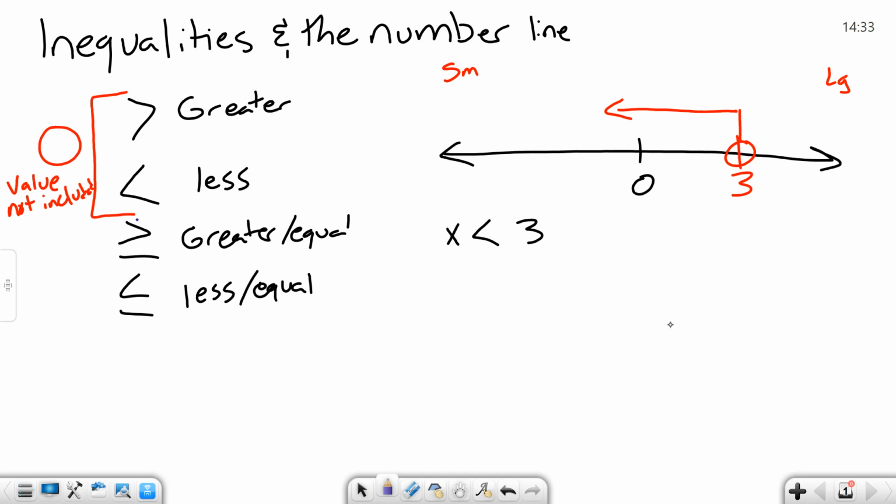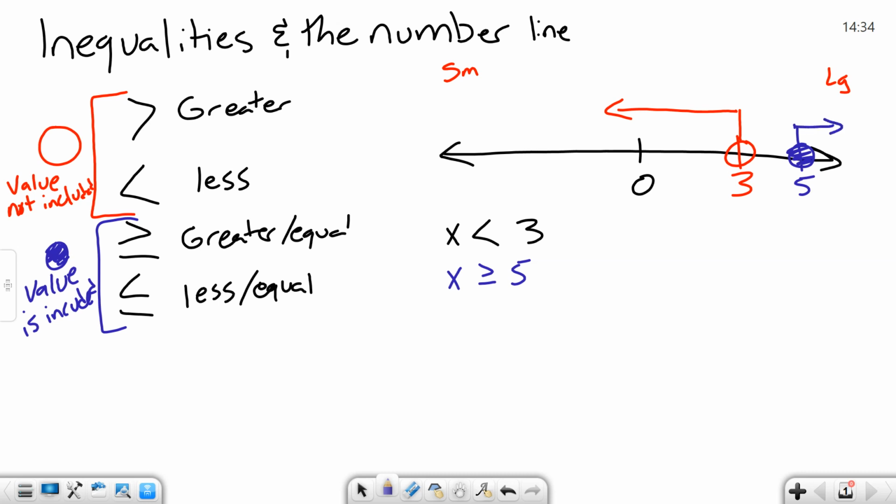But if it's greater or equal to, we're going to use a closed circle. And that's because our value is included. If we say that x is greater than or equal to 5, we find 5, we put a closed circle on it, and because x is greater, instead of going to the left, we now put the arrow to the right.